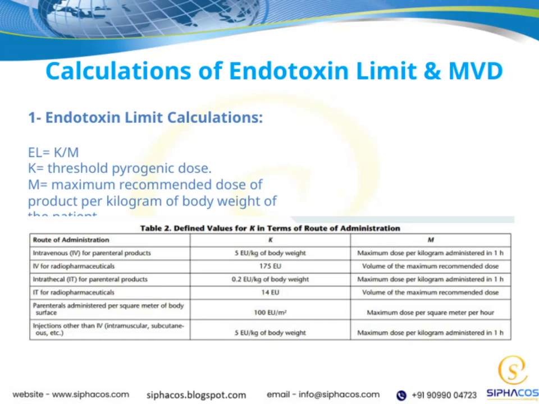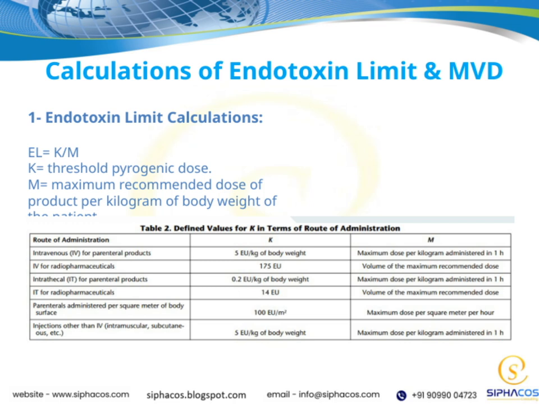The formula is EL equals K divided by M. Now, K represents the threshold pyrogenic dose, which is the maximum amount of endotoxin that can safely cause a fever in humans. M, on the other hand, is the maximum recommended dose of the product per kilogram of body weight. Understanding this calculation is crucial because it helps us determine the safe endotoxin levels in our products.